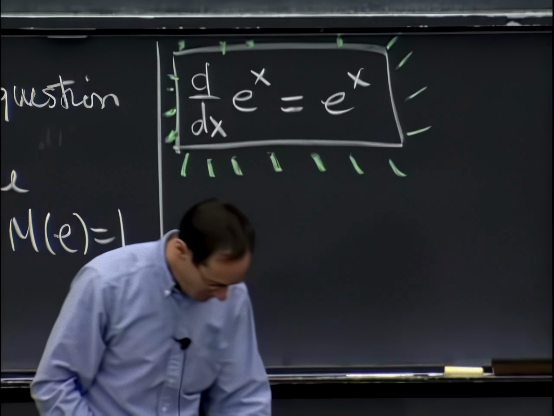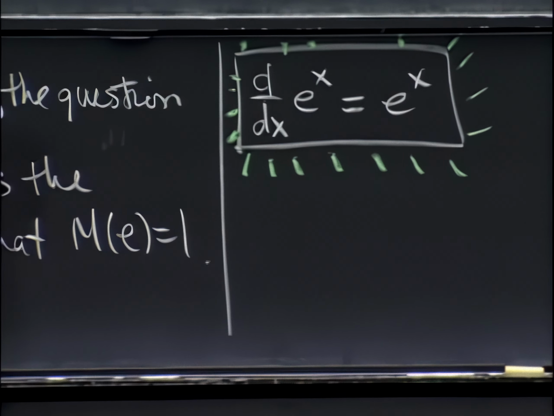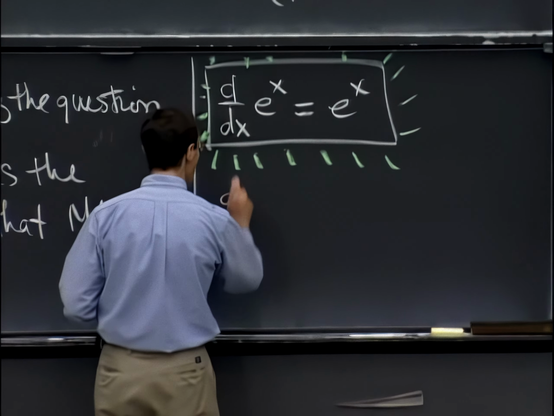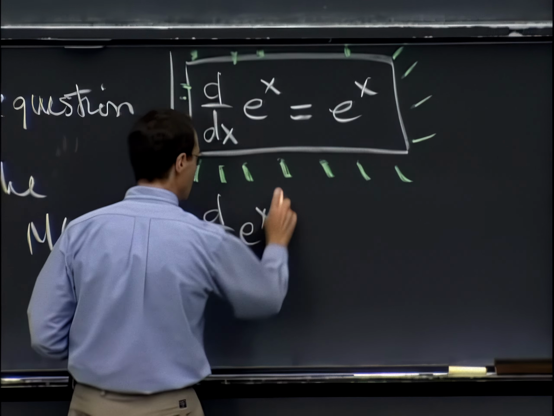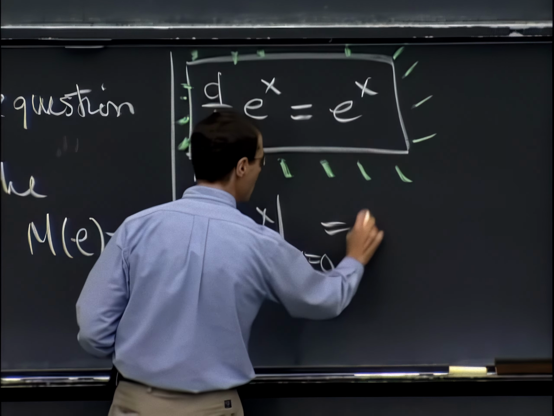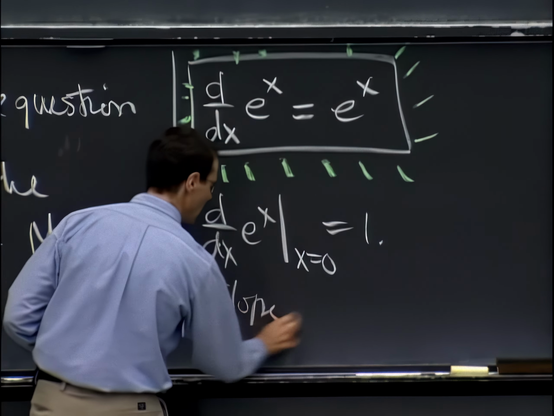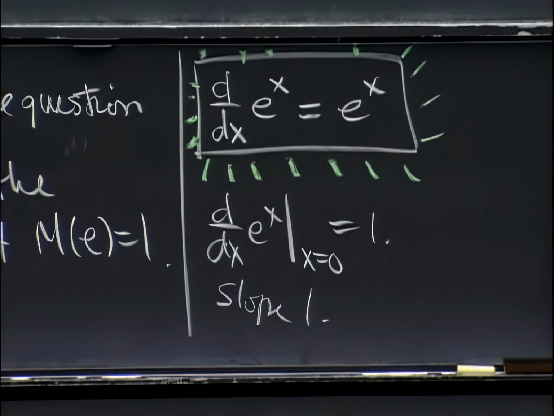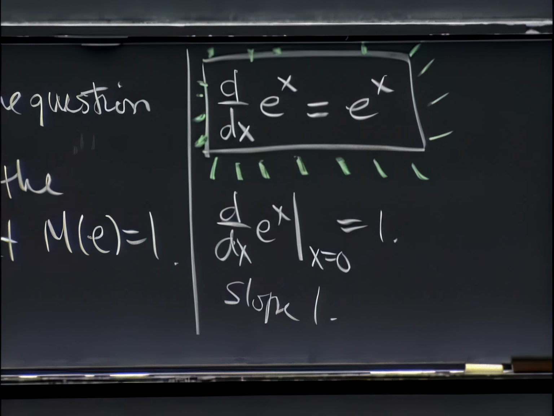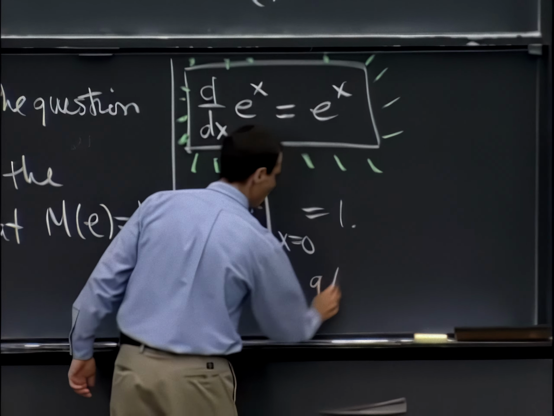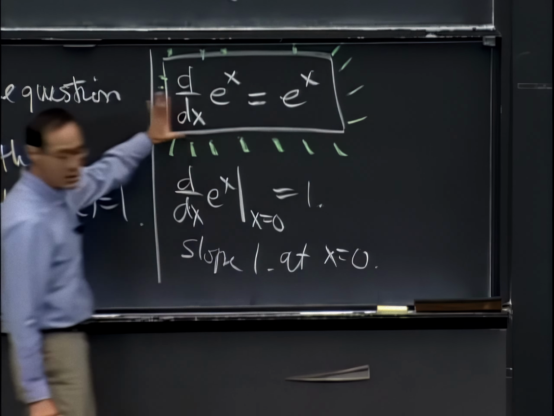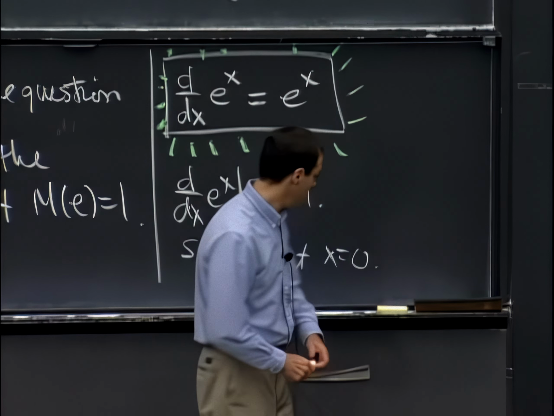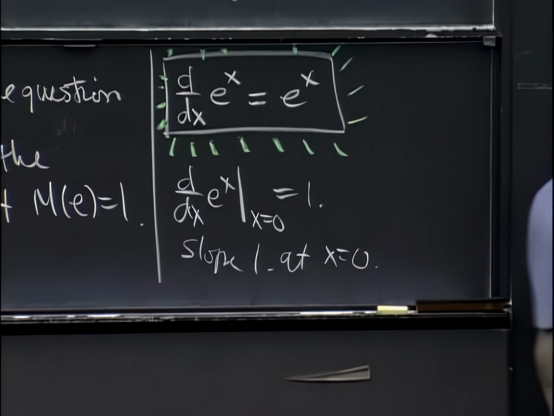All right, very happy. And again, let me just emphasize also that this is the one which at x equals 0 has slope 1. That's the way we defined it. All right, so if you plug in x equals 0 here on the right-hand side, you get 1. Slope 1 at x equals 0. All right, so that's great. Except, of course, since we don't know what e is, this is a little bit dicey.